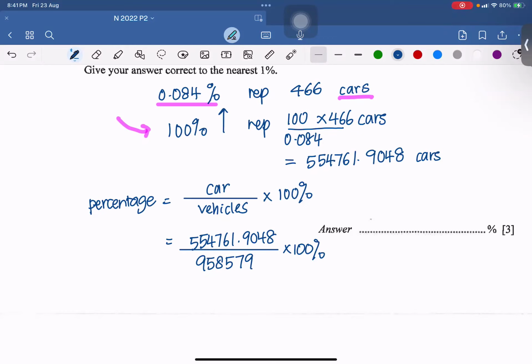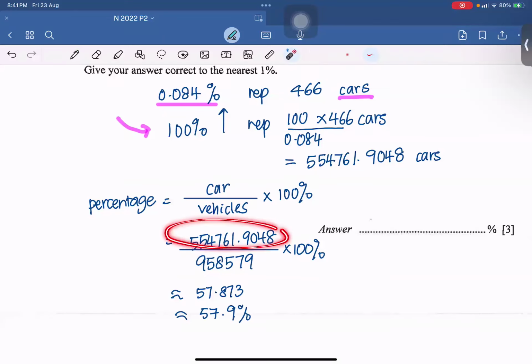958,579 times 100. So I have approximately 57.873. This one I couldn't write in fraction. Usually, if not, I'll write in fraction form. Why is that so? Because this number is already not exact. So I will have no choice but to write it in a decimal place.